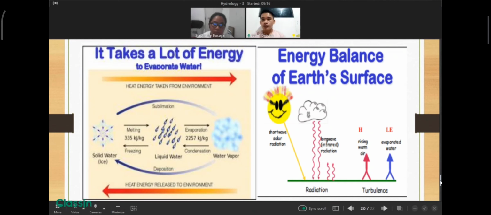Ayan. So earth balance, energy balance of earth's surface. Ayan. Shortwave solar radiation, long wave infrared radiation, rising, warm, and evaporated water. So ito yung process ng earth energy balance. So meron makareceive tayo ng mga radiation din. And yung sabi dito yung infrared radiation and turbulence. Ayan. So next.